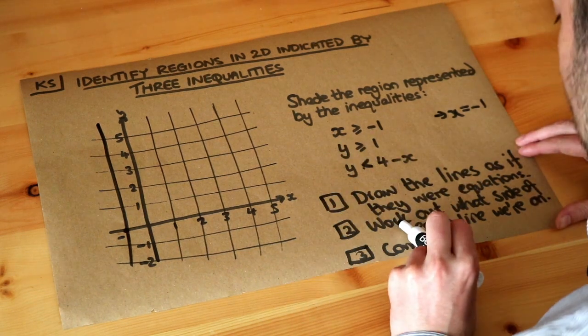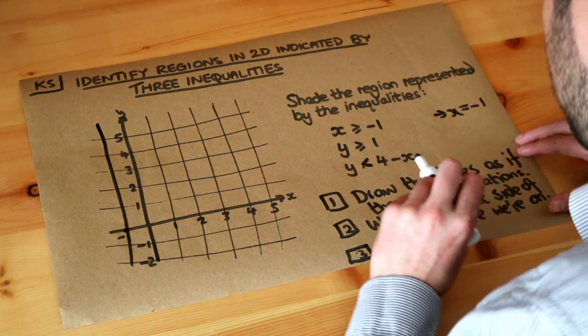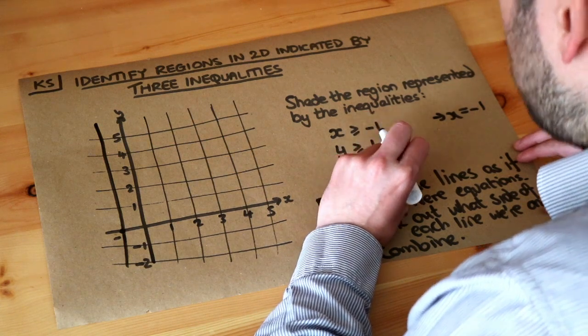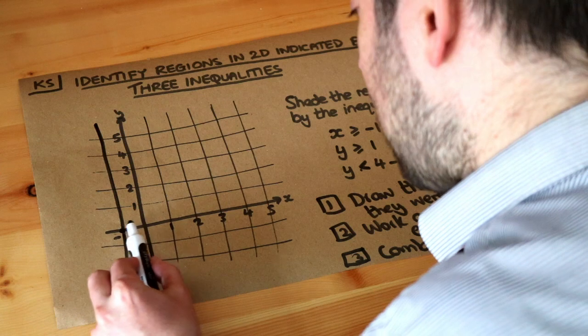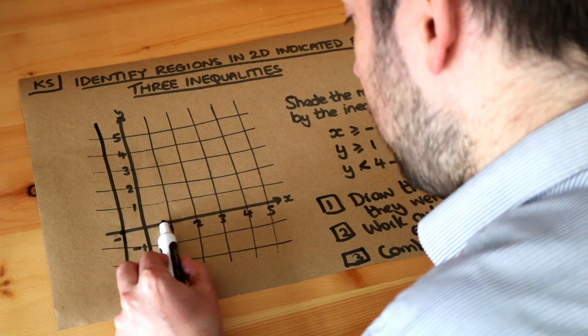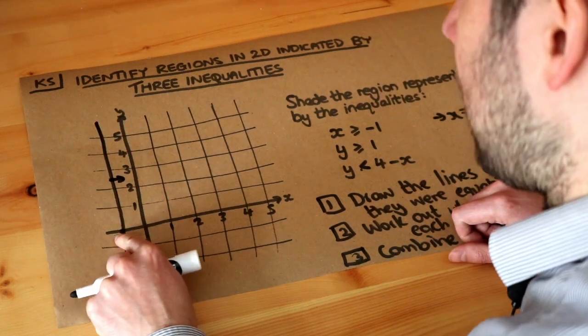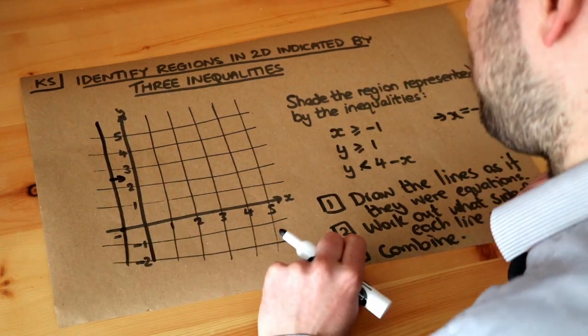And let's think about the second step, work out what side of each line we're on. Now, x can be minus 1 or greater, x is greater or equal to minus 1. So if the x value is greater or equal to minus 1, it's in this direction. So I'm going to put a little right arrow to indicate it could be that value or more.